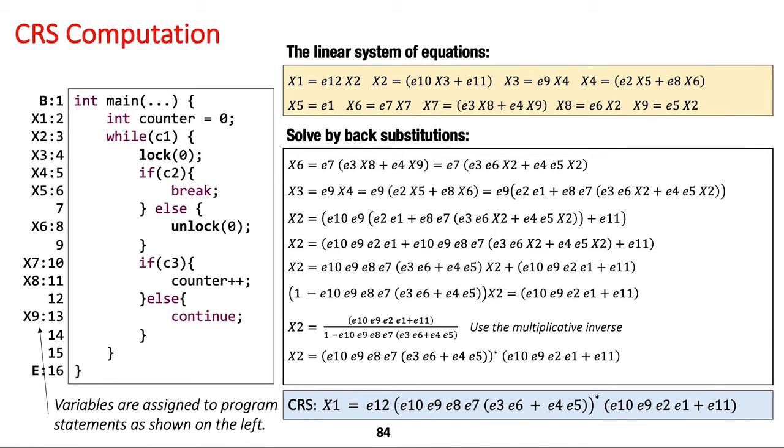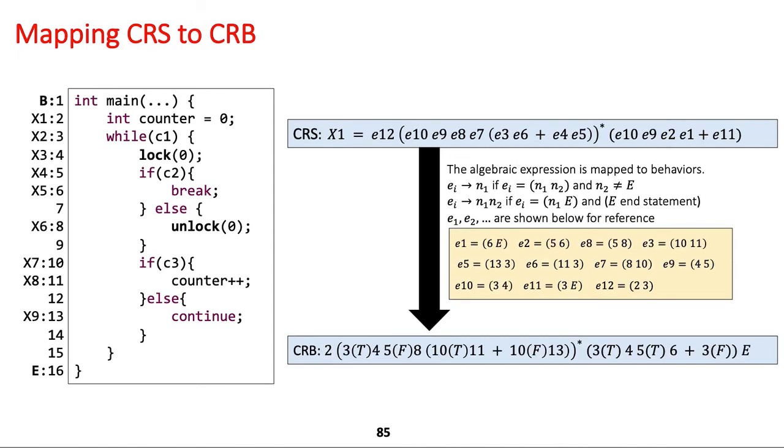Here we have shown the details of how we get the CRB. Again, we start with the linear equations, solve this system of equations and map the CRS to CRB, and we use the division as we have defined before by taking help of an infinite series, which leads to iteration of behaviors. And here is a mapping from CRS to CRB for this example.